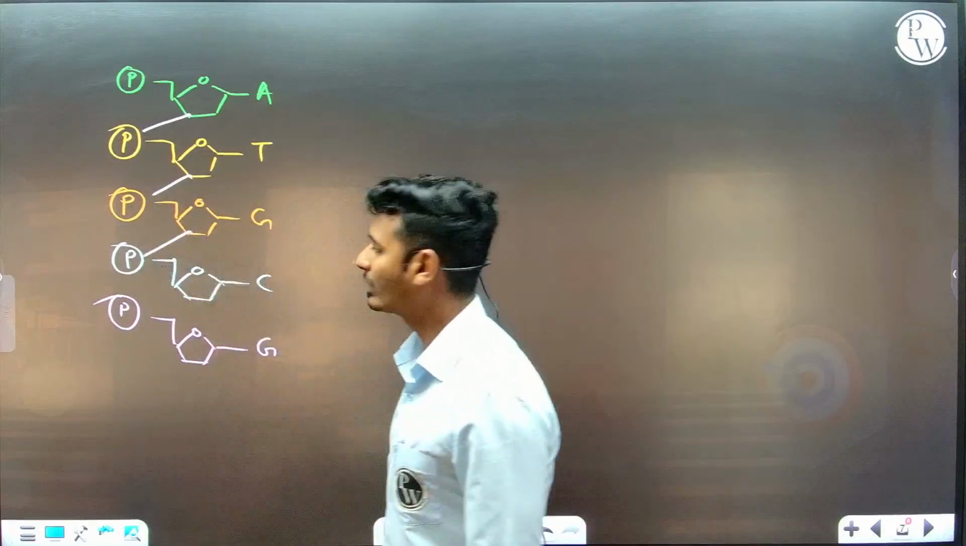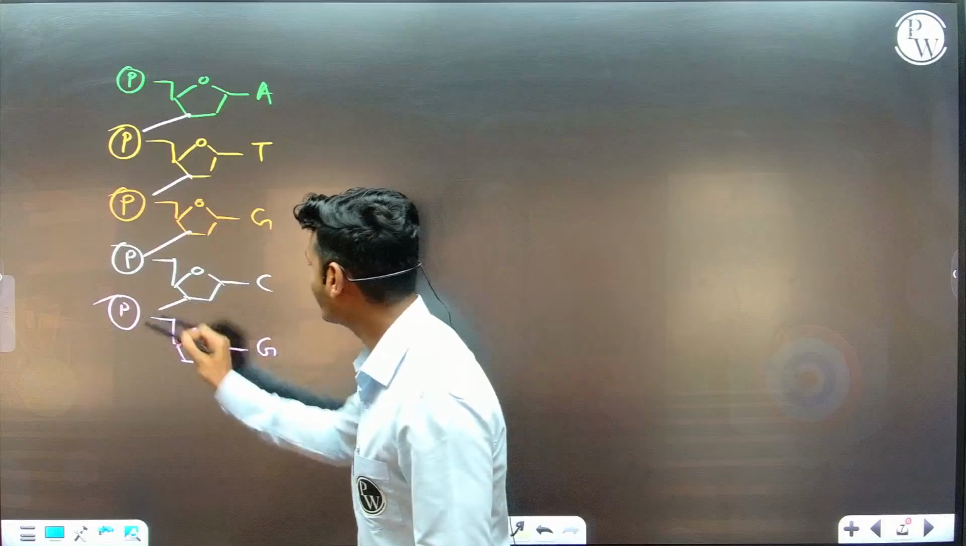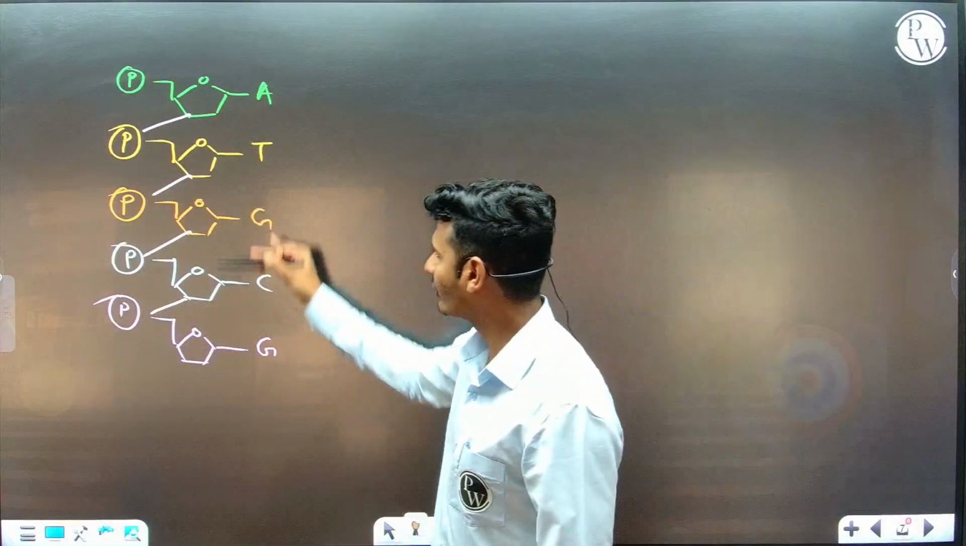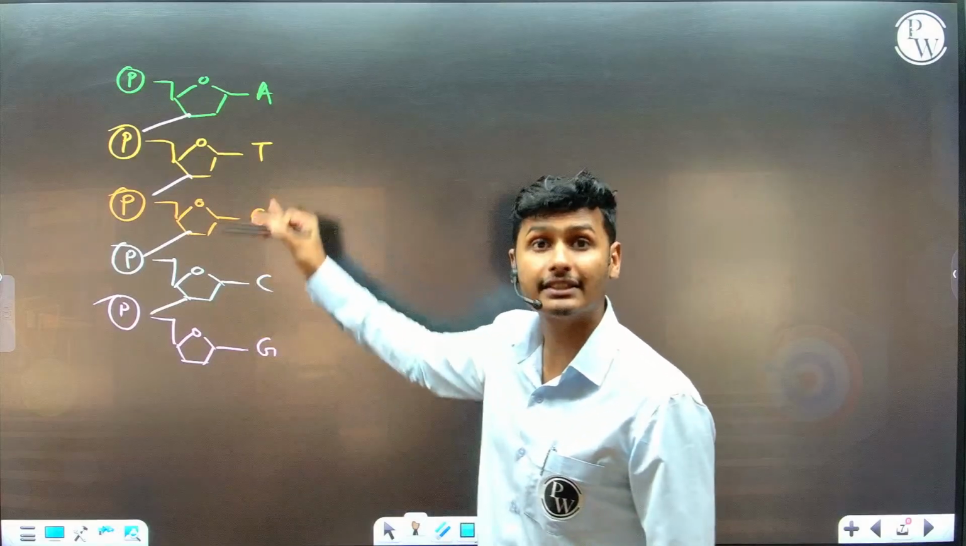This bond is known as phosphodiester bond. So this is the one strand of DNA. Only one strand of DNA.